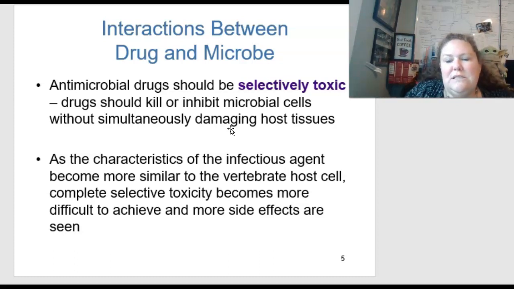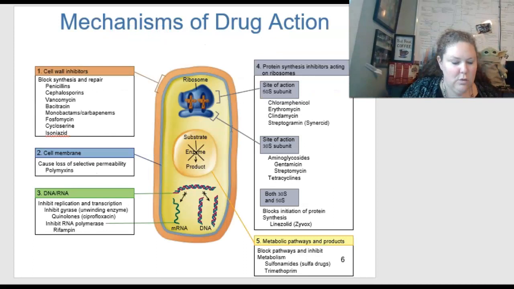So as the characteristics of the infectious agent become more similar to the vertebrate host cell, complete selective toxicity becomes more difficult to achieve, and therefore more side effects can be seen. So when we're talking about the mechanisms of drug action, this is figure 12.2. This is showing you the major targets of the drugs that are acting on those bacterial cells. Each mode of action correlates with the numbered section where it's discussed in the text. So we'll continue on with that lecture later.